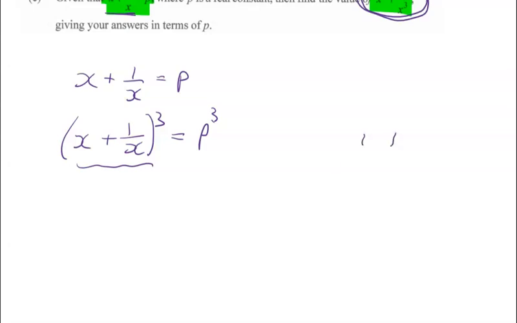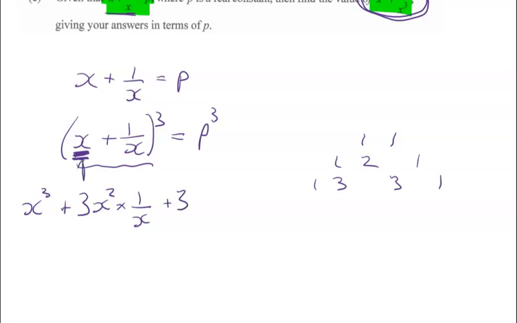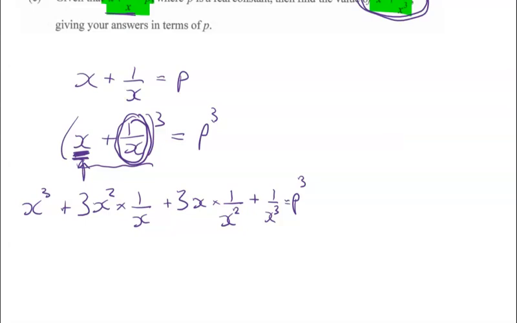If you're confident with doing expansions using Pascal's triangle, then the fast way to do that expansion is to know that we're going to have x cubed, the first term cubed, plus 3 lots of this one squared times 1 over x, and then 3 lots of this one to the power of 1 and this one squared. I am going to do this more slowly for people that haven't seen it this way before. The last term will be 1 over x cubed, and that gives me p cubed.